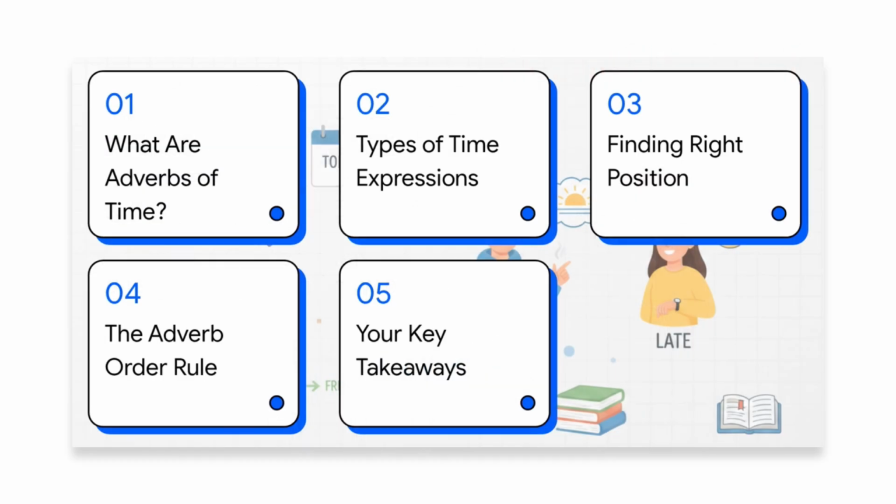So, here's what we've got lined up. First, we'll cover the basics, what these things even are. Then, we'll look at the different kinds of time expressions you can use. After that, we'll get into the super important part, where to put them in a sentence. We'll even cover what to do when you have more than one. And finally, we'll wrap it all up with the key takeaways. Sound good? Let's do it.